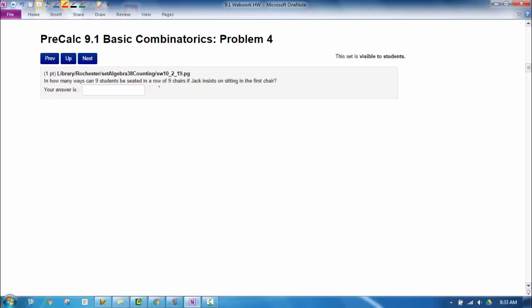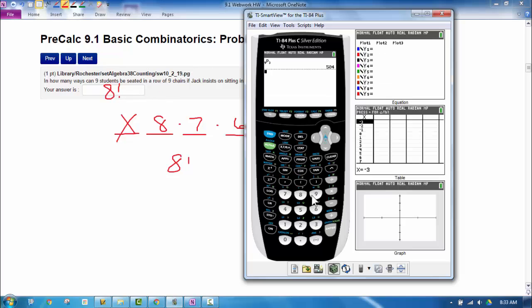Okay, the next problem says in how many ways can 9 students be seated in a row of 9 chairs if Jack insists on sitting in the first chair. So imagine 9 spots to choose from, but Jack's going to sit in the first one, so that's already taken care of. So we have 8 people left to choose for 8 chairs, so it'd be 8 for the first chair, and then you have 7 left to choose for the second chair, and then 6, and so on. So you end up with 8 factorial as your answer, and you can enter that in as 8 factorial, or do it in your calculator. In your calculator, it's 8, and then math, probability, and then factorial is 4. And that gives you 40,320, which also works.